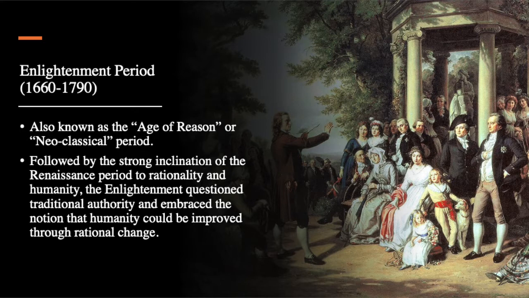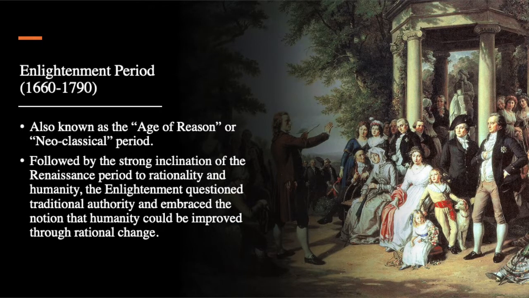And this period in the history of England is followed by the strong inclination of the Renaissance period to rationality and humanity. We said last time that the main direction or theme of the Renaissance period is that of the exploration of the humanities and the value for reason or rationality. And the Enlightenment period is not just a continuation of that foundation of the Renaissance, but a fortification, if not a strengthening of reason. Hence, it's called the Age of Reason.